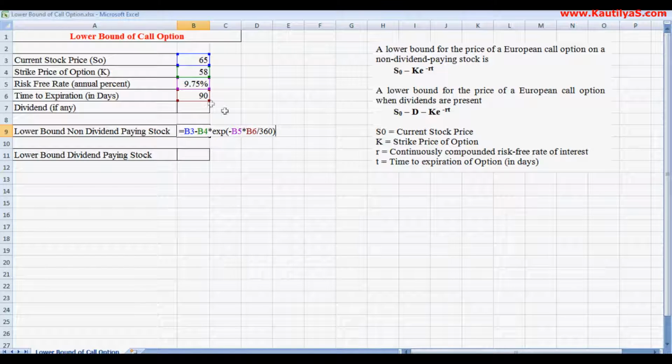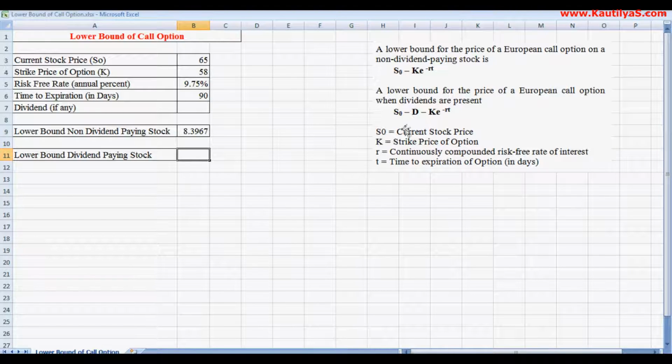Why are we dividing the expiration by 360? The risk-free rate here is given per annum, that is the annual risk-free rate, but our contract duration is only 90 days, so we need to calculate the interest rate only for 90 days. That's why we are dividing the number of days, 90 days, by 360 days. So the lower bound of a non-dividend paying stock is 8.3967, and similarly the lower bound of a dividend paying stock.